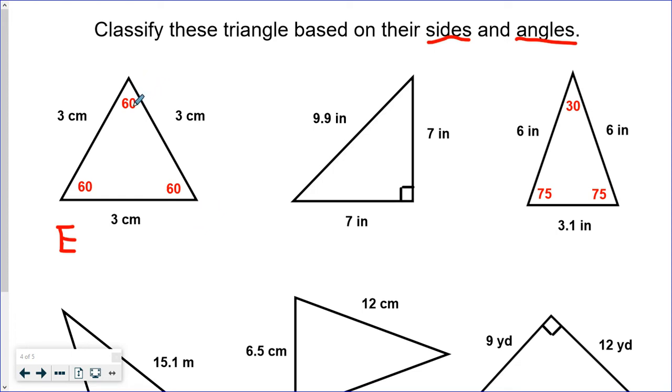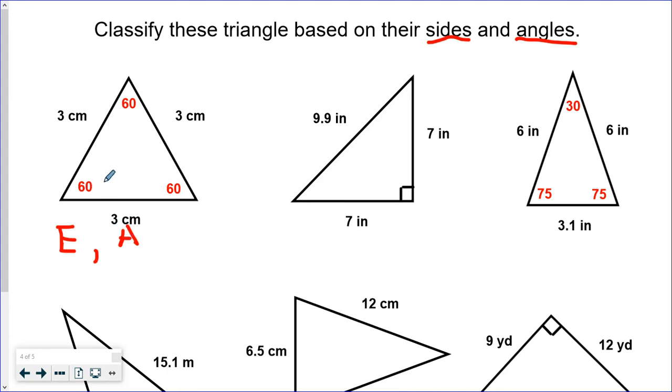Now I want to look at its angles. And this is an acute angle, this is an acute angle, and this is an acute angle. If I have three acute angles, then we would call this also an acute triangle.